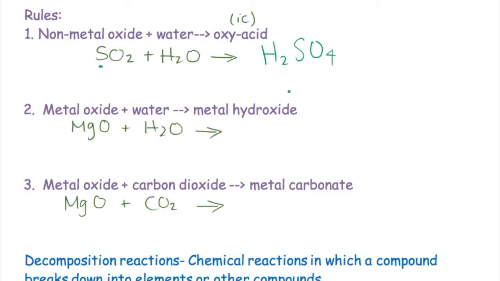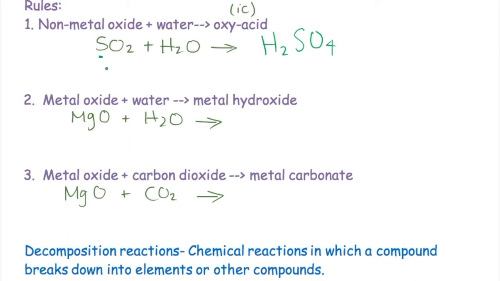Normally teachers give you a periodic table. On the back of the periodic table, they have all of the oxyacids. They're all listed in the ic form, H2SO4. So let's say we have CO2, so carbon dioxide plus H2O. If the sulfur forms sulfuric acid, what do you think carbon is going to form? It's going to form carbonic acid, H2CO3.